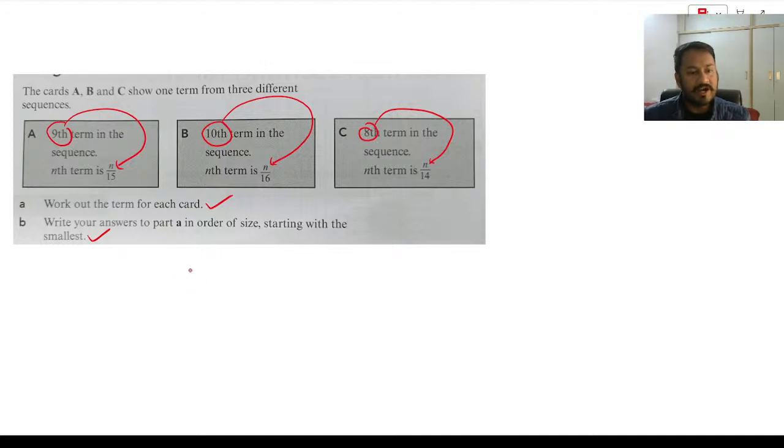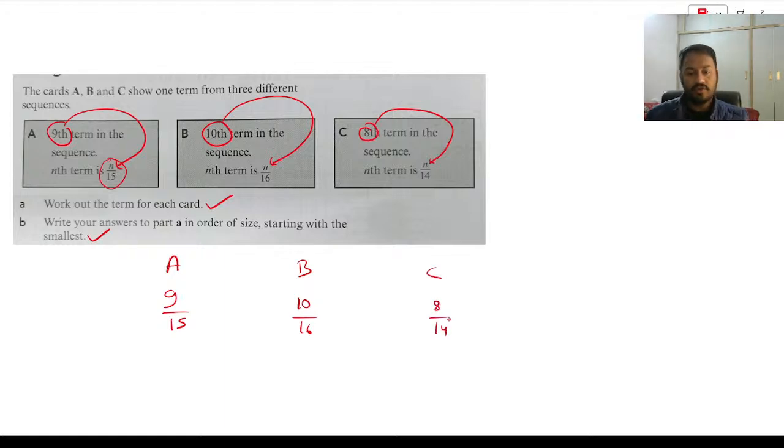Okay, so to start with, I will write the first term. To find the first term, basically it will be 9 by 15. In the second term, this is the A part, and the B part, it will be 10 upon 16. In the C part, it will be 8 upon 14.